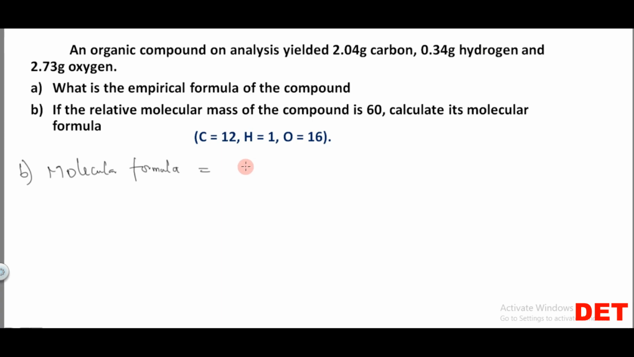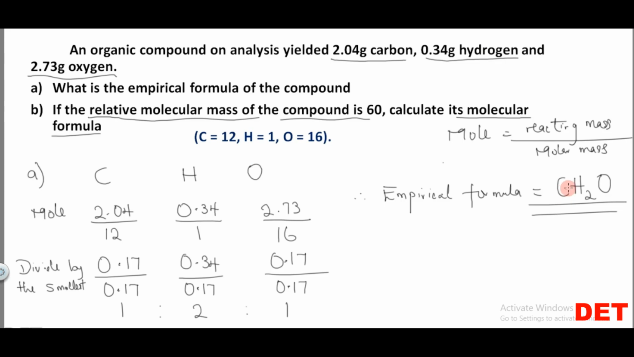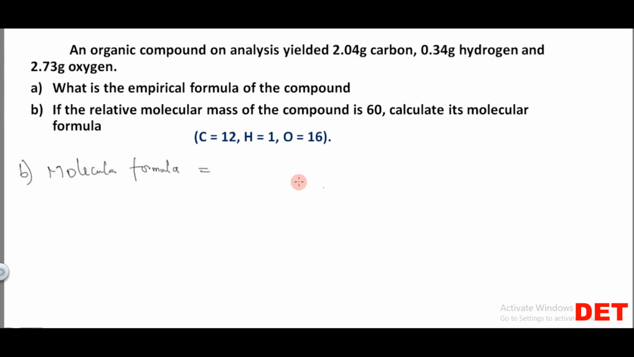The empirical formula that we got here is CH2O. So that will be CH2O times N, where N is the whole number multiple. Again, the molecular formula is the whole number multiple of the empirical formula. That is what is here right now.